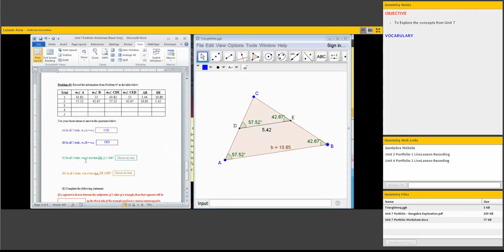When I look at the measurements, it says in all 5 trials, was it true that DE was equal to 1/2 of AB? Please keep in mind that there are some rounding issues that sometimes happen with this. If I double 5.44, that's 10.88, so it's 0.01 off. Yeah, this was the 10.89. I think I reversed that before, and this was the 5.44. And if I double 5.42, I get about 10.84, which is again 0.01 off.